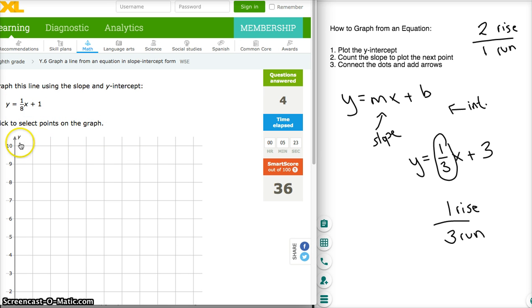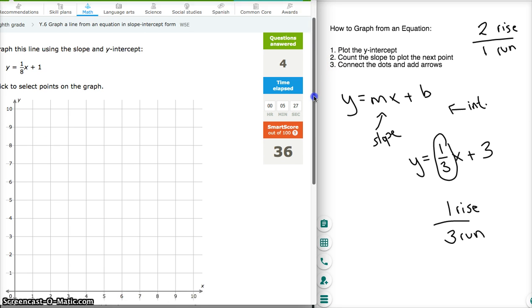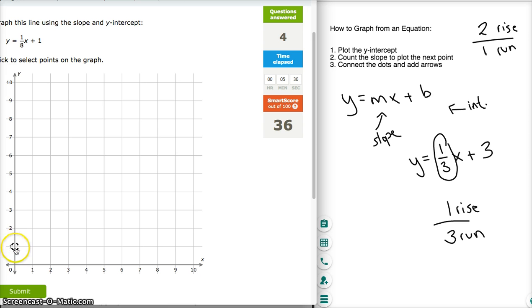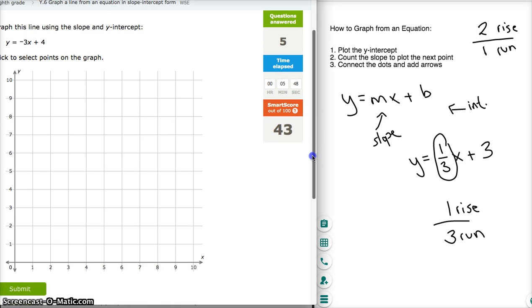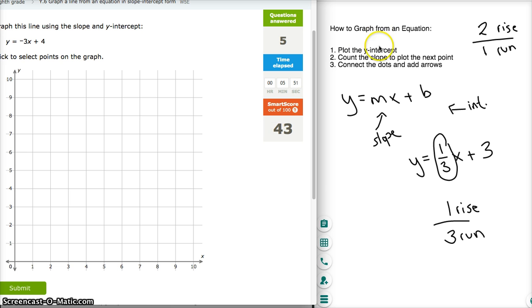All right, here's one for 1/8 as our slope and 1 as our intercept. Let me scroll down a little here. Starting at 1 on the y, we're going to go up 1 and over 8. 1, 2, 3, 4, 5, 6, 7, 8. Connect that line, and we've got that correct. All right, so here's one we haven't done yet. Here's a negative slope. So we're going to do the same exact thing. We're going to plot the y-intercept. Y-intercept is at 4. We'll go ahead and click that.